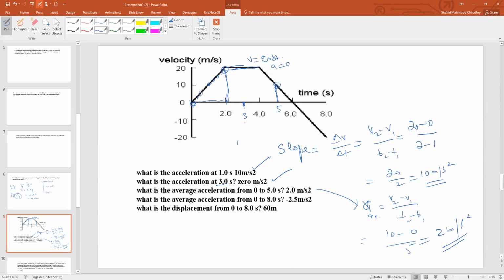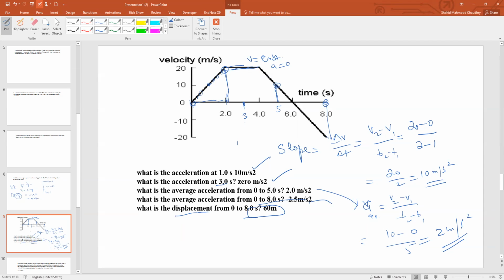What is the average acceleration from 0 to 8 seconds? So 8 seconds is here. V2 minus V1 over T2 minus T1. V2 is negative 20 and V1 is 0. So you can find this one also. Okay, and this is what?